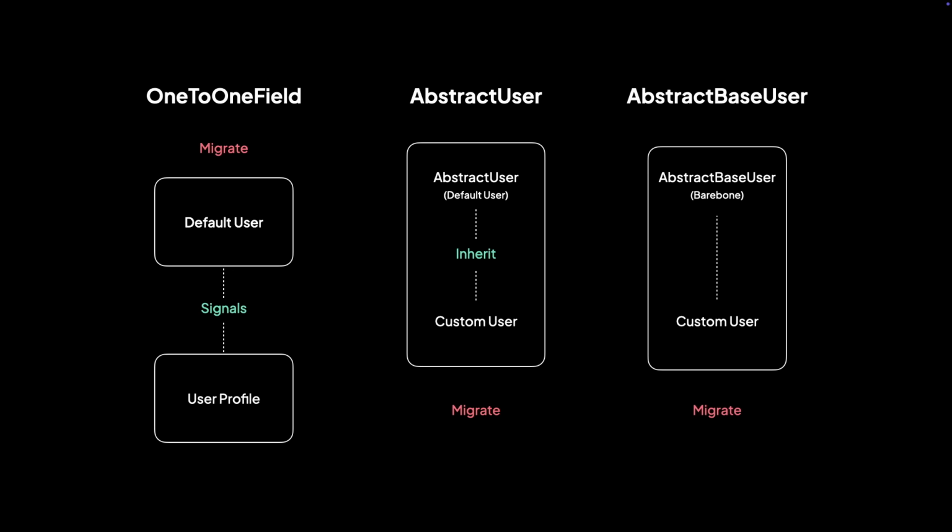The third option is to create a fully custom user with abstract base user. This is the most advanced option. You build your user model from scratch by inheriting from the abstract base user class. This gives you complete control but also requires you to implement essential features yourself, like authentication or user management. In this tutorial, we will use option 2 and create our user model with the abstract user class.